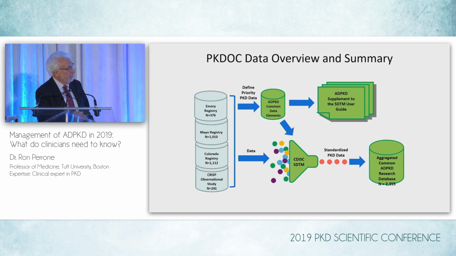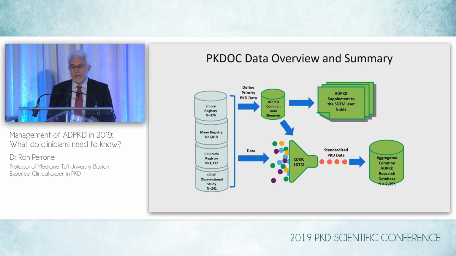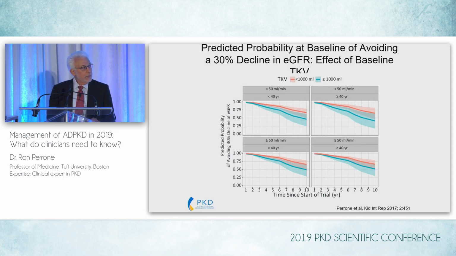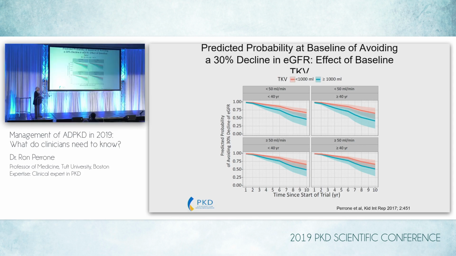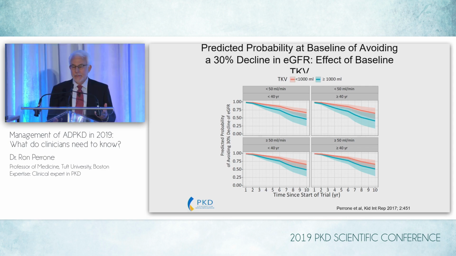And we ended up with over 2,300 individuals who had at least one measurement of kidney volume and longitudinal follow-up. And I'm just going to show you a snapshot of the data. So the outcome we looked at was whether kidney volume was associated with a 30% decline in eGFR, which is now a measure which is accepted by regulatory agencies, including the US FDA, and I also believe Health Canada accepts this.